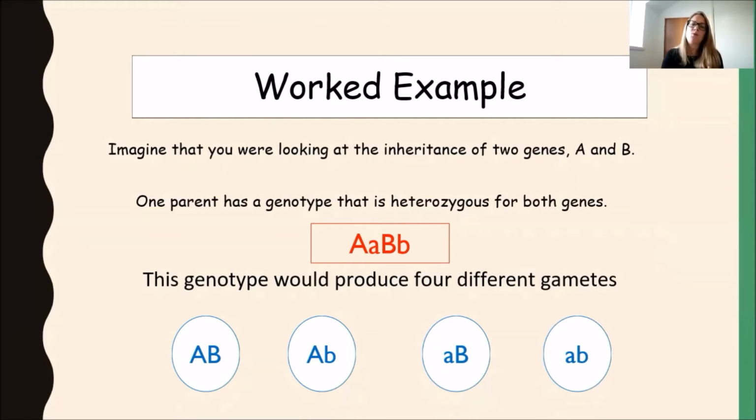Remember I said that we always write the capitals first, but you can see that we've got the little and the big B. That's just because we write them in alphabetical order, so it keeps it in the same format. Don't worry if this is a little confusing. I promise you, by the end, when you've done lots and lots of examples, you'll find it really, really easy. So these are the 4 different gametes that this individual could possibly produce.